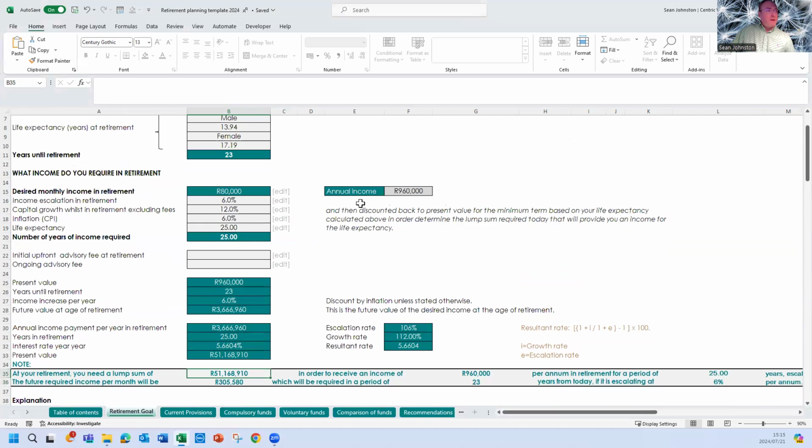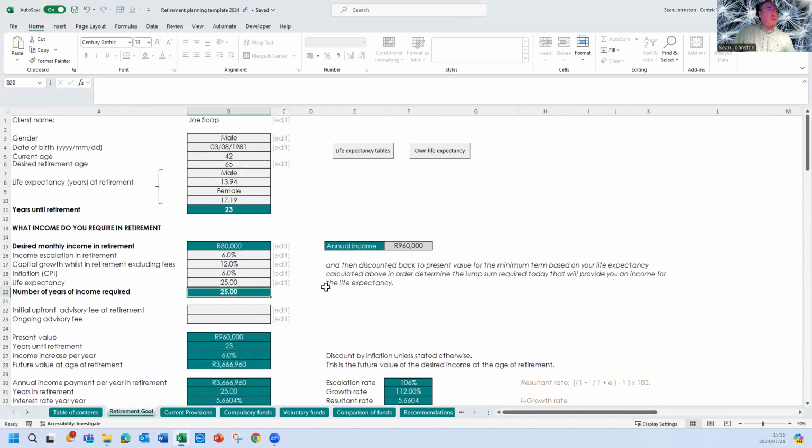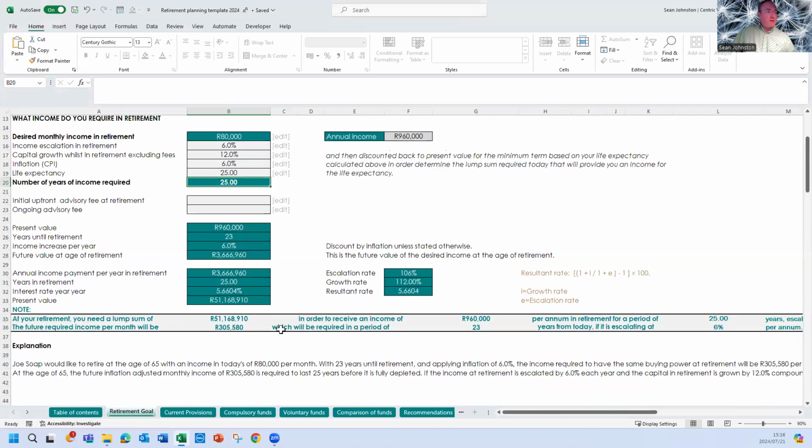Now, if I were to change the life expectancy, say, to 20 years, I'm going to show you something. So we said it's 51 million. Let's change the life expectancy to 20. Sorry, we can say life expectancy because you expected him to live 20 years after 65. That drops to 45 million. The reason I want to mention this is because we don't have a crystal ball when it comes to how long your money is going to last, how long you're expecting to live at retirement.